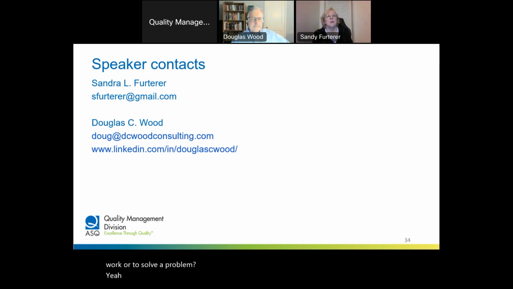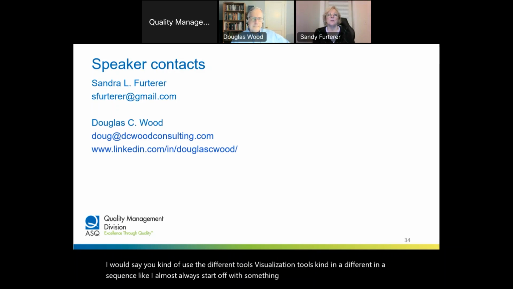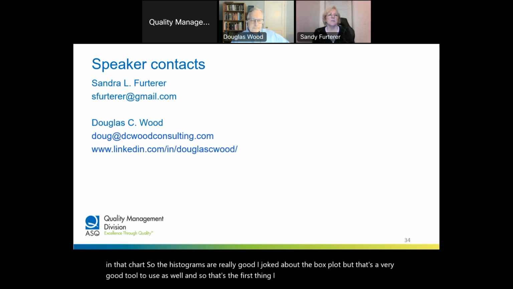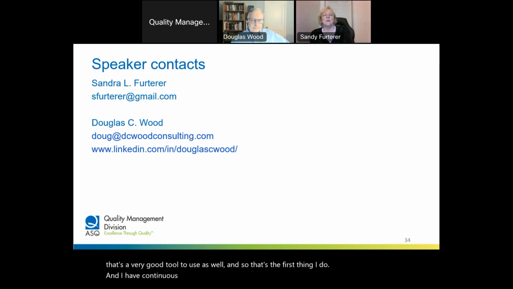Yeah, I would say you use the different visualization tools in a sequence. I almost always start off with something that shows me the distribution, the central tendency, an average or a median, and then the variation, the standard deviation. So the histogram's really good. I joked about the box plot, but that's a very good tool to use as well. That's the first thing I do when I have continuous data. I try to understand the distribution and whether it follows a normal distribution or not.